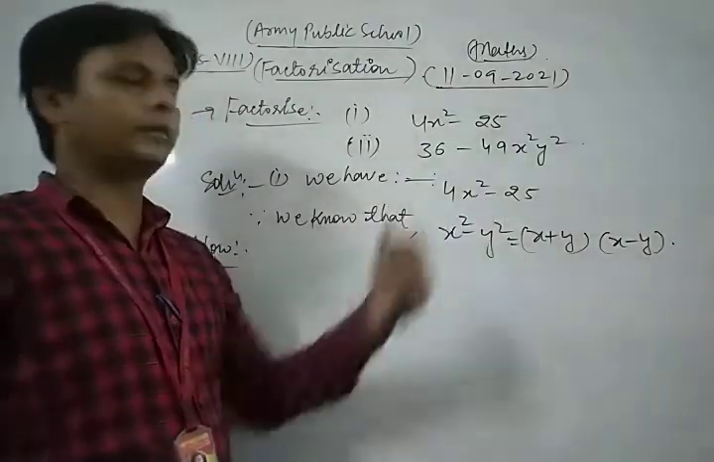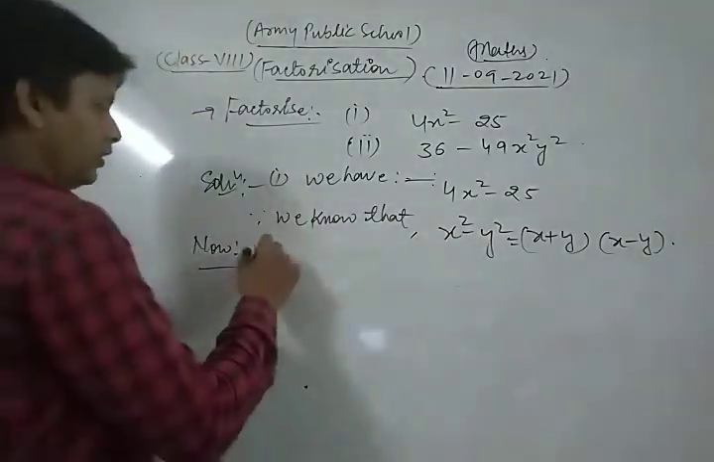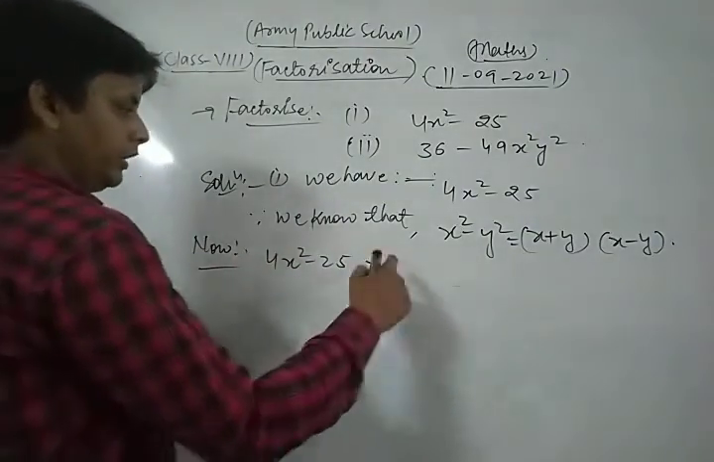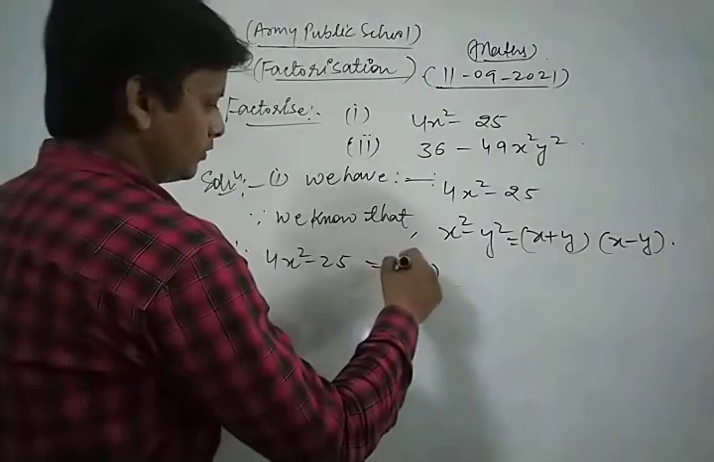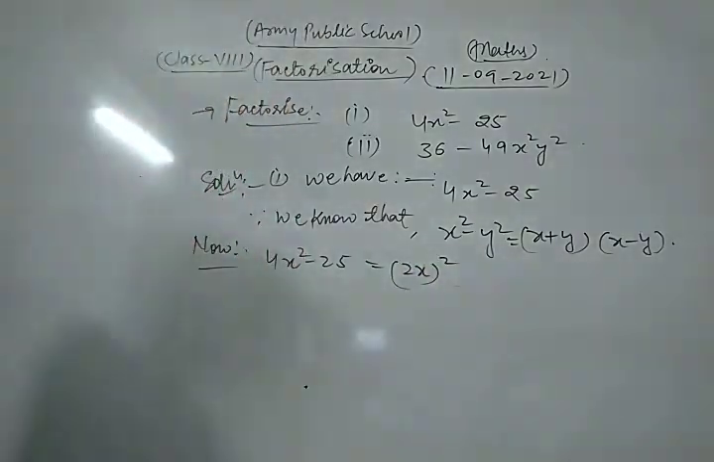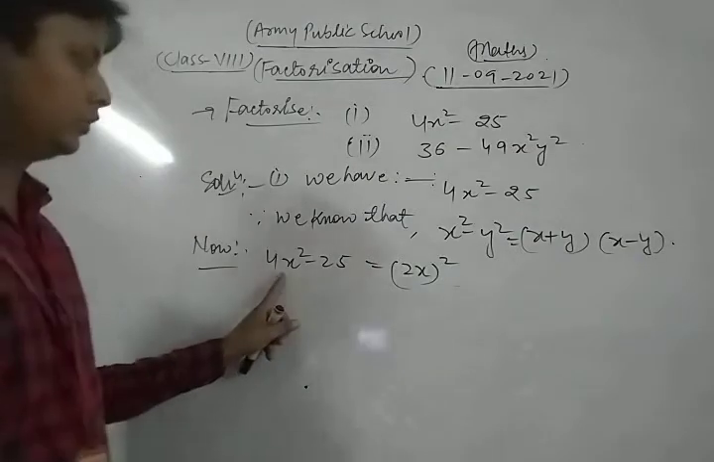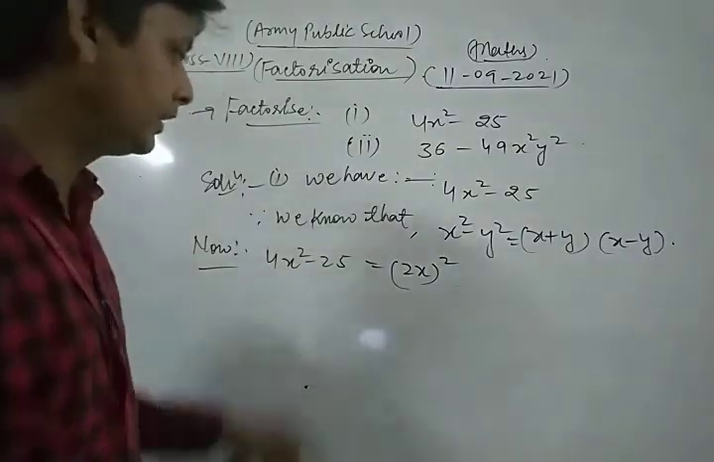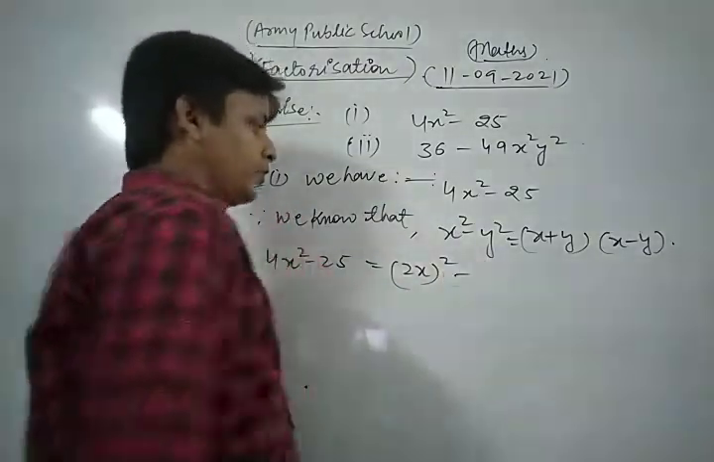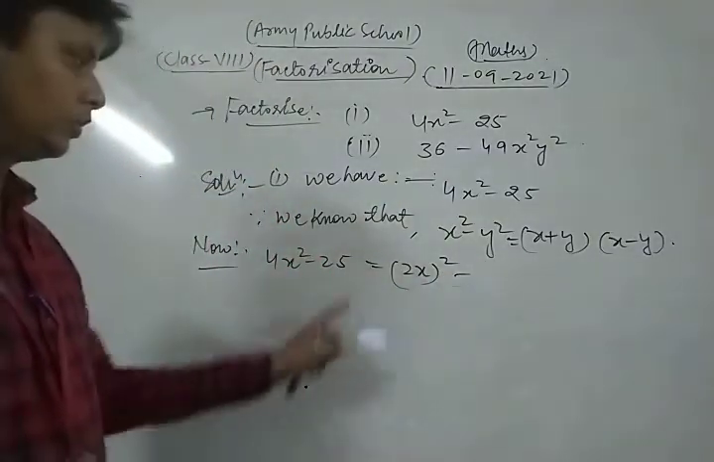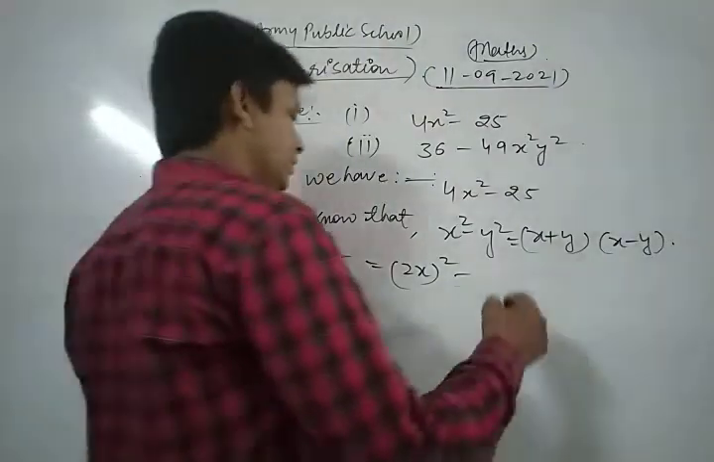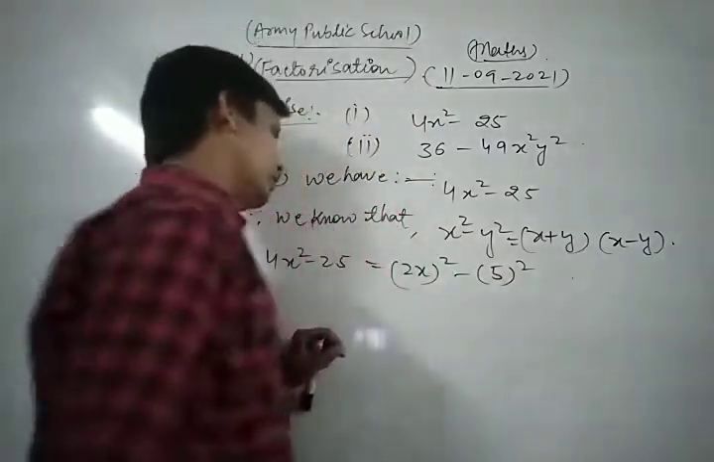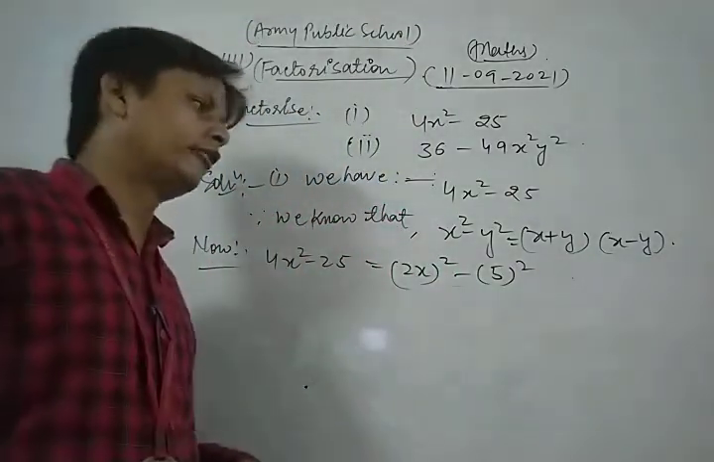Okay. Now we can write 4x square minus 25 in this way. Now 4x square minus 25, we can write 4x square as 2x whole square, minus, and we can write 25 as 5 square. We can write 25 as 5 square.